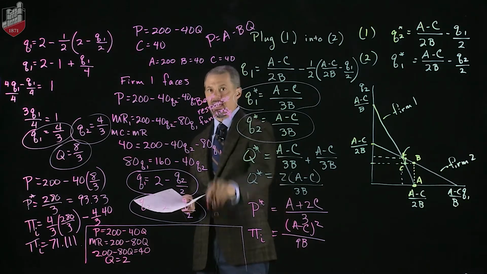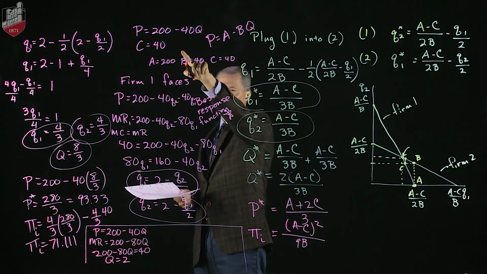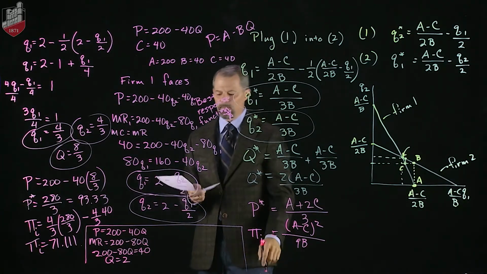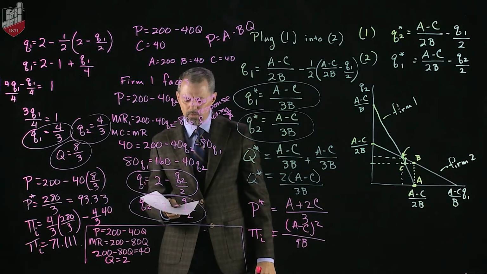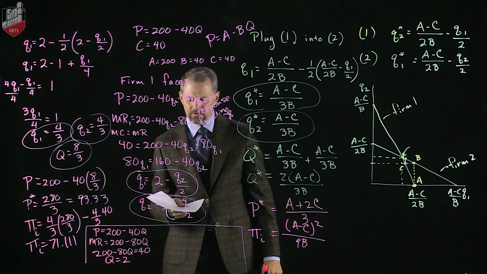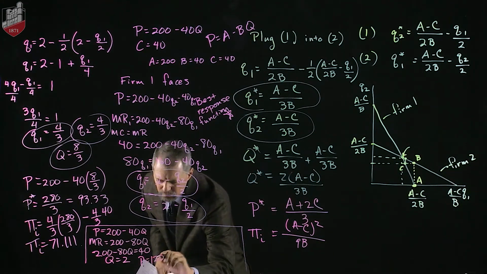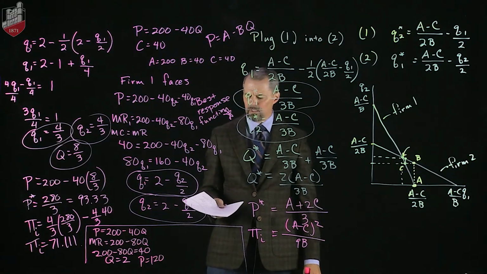So if this was a monopoly, the monopoly would produce 2 units. And if we plug that 2 back in here, price is going to be equal to 200 minus 40 times 2, which is 200 minus 80. Price is going to be 120. So there's our monopoly outcome.